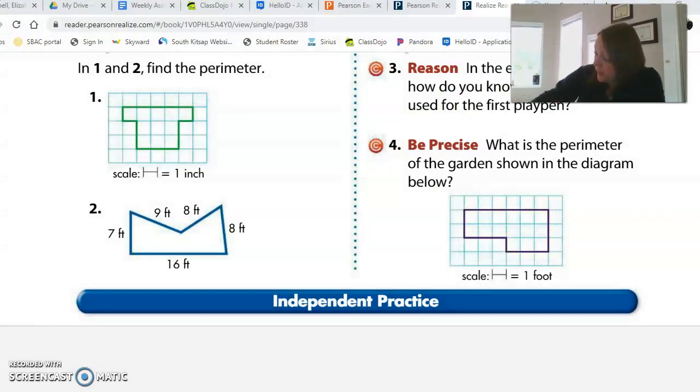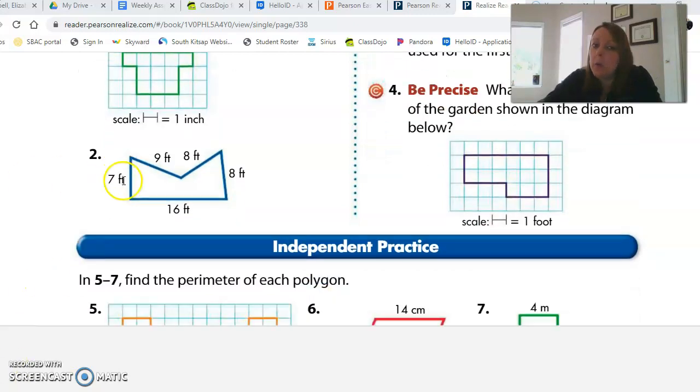Now this one here, we don't have to count. We have to add up all the sides. Okay, so I'm going to make a list. And again, I like to go clockwise, which is this way around. And I'm going to start with 9 plus 8 plus 8 plus 16 plus 7.